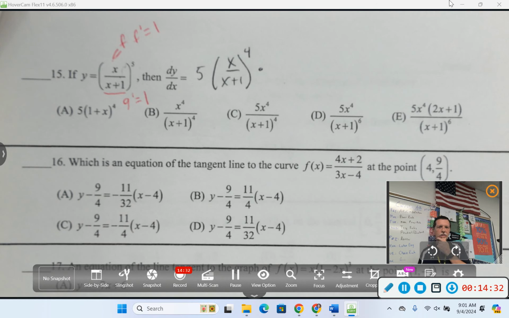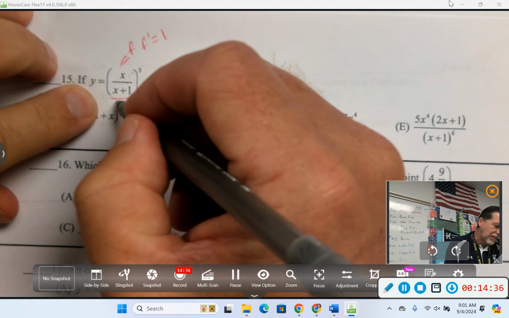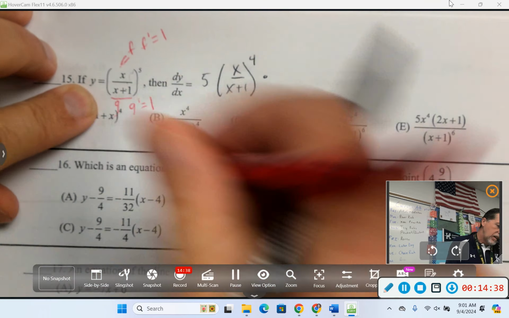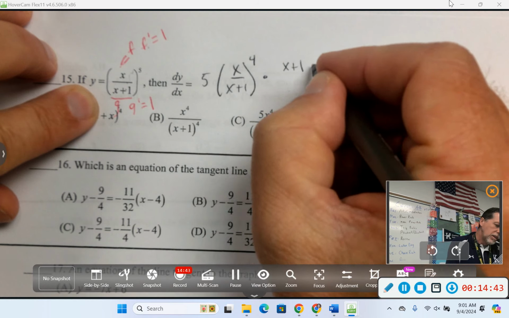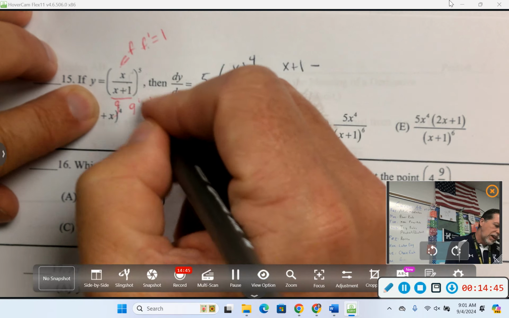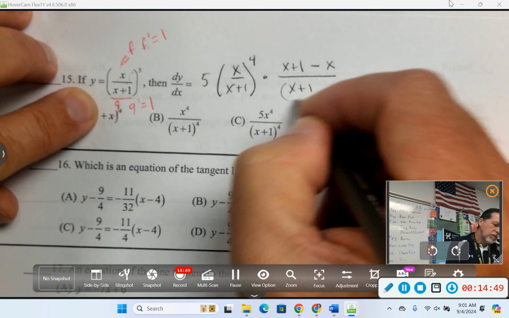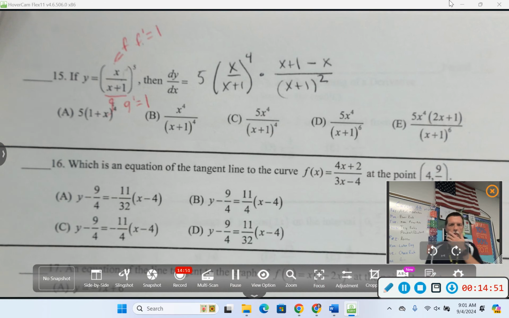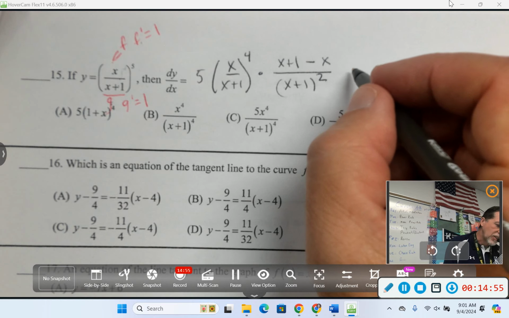Okay, quotient rule. Both derivatives are 1, so that'll make it decent, I guess. Okay, g f prime would be x plus 1 minus f g prime would just be x, over g squared. That's not bad. The x's cancel.